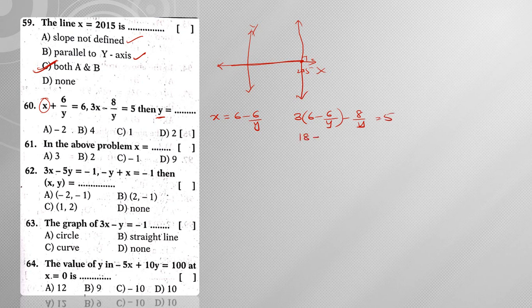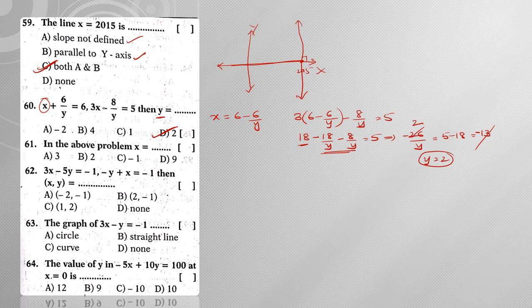Now 3 sixes are 18, minus 18 by y minus 8 by y is equal to 5. Now when I transpose this 18 to the right hand side, this becomes minus 26 by y is equal to 5 minus 18. So 5 minus 18 is minus 13. In the 13 table, it goes 2 times. So clearly y is equal to 2. Hence y is equal to 2 is my answer.